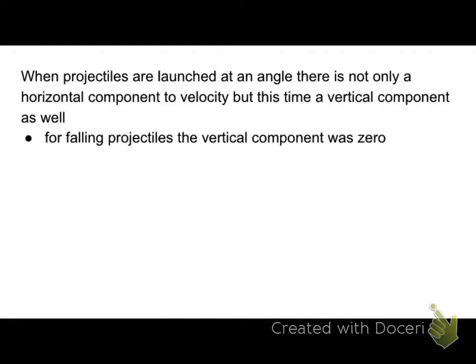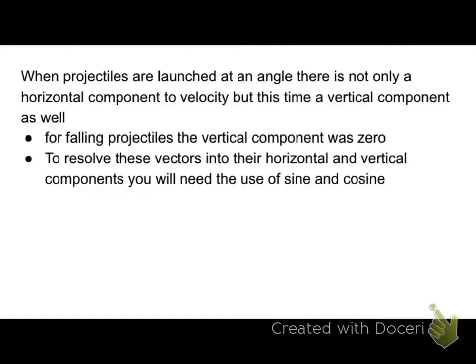Okay? But to resolve these vectors into their horizontal and vertical components, you're going to need to use sine and cosine. So similarly as in the other problems we worked, you're going to be using sine and cosine to find horizontal and vertical components of the velocity vector, because now there will be both. One of them will not be 0. Okay? So we're just going to use sine and cosine, basic trigonometry stuff that we've been doing, applying it to a new situation.